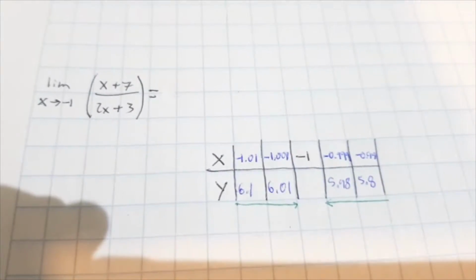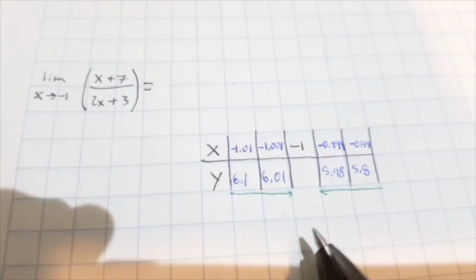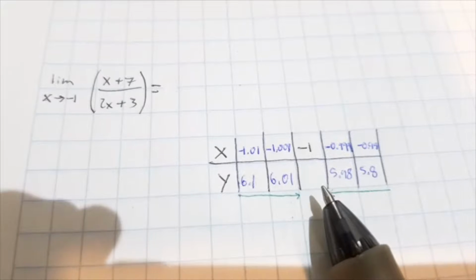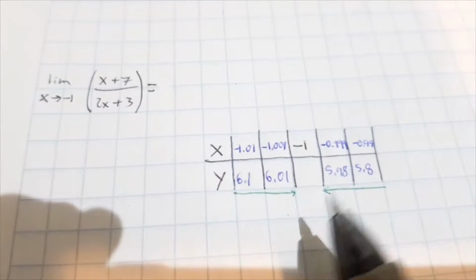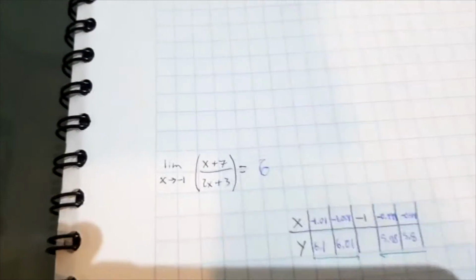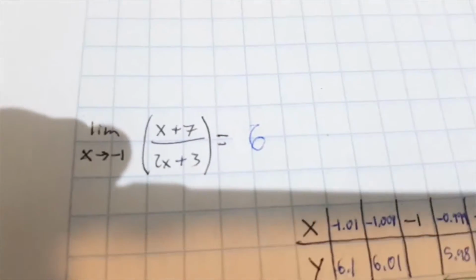Okay, so once we have all the numbers, we need to see which number is approaching. So like from the left is approaching 6, and from the right it is also approaching 6. So we can see that our answer is number 6. And there you go, that's it.